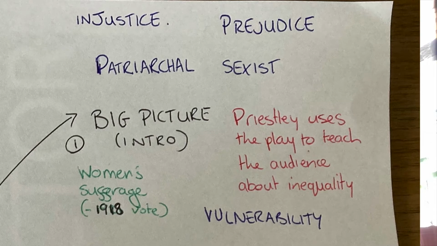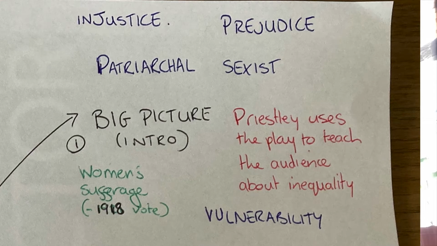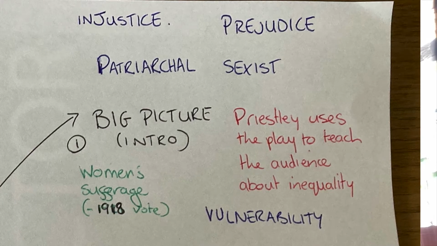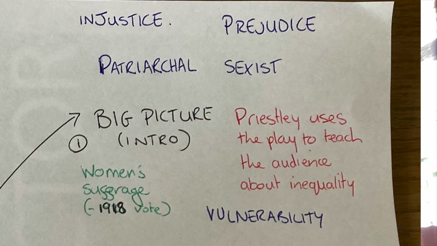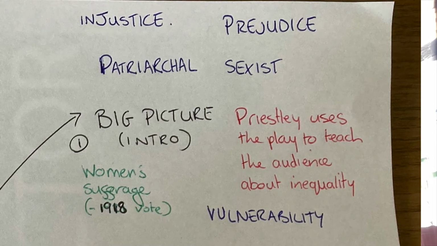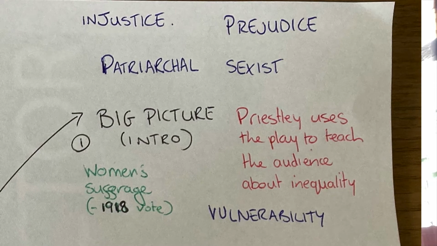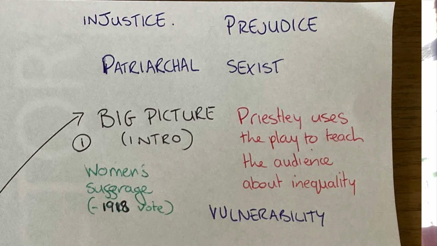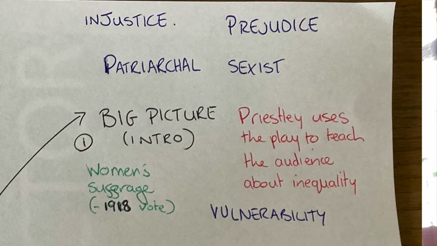So what I've gone for is the big idea being that Priestley's using this play to teach the audience about the inequalities between genders at the time the play was written and at the time the play was set. So at the top I've got some key vocabulary, which is injustice, prejudice, patriarchal, sexist, vulnerability. Now these are words that I'm going to try and get into my introduction because they'll help to set the scene to the examiner that I understand the core concept, I understand what's going on here.